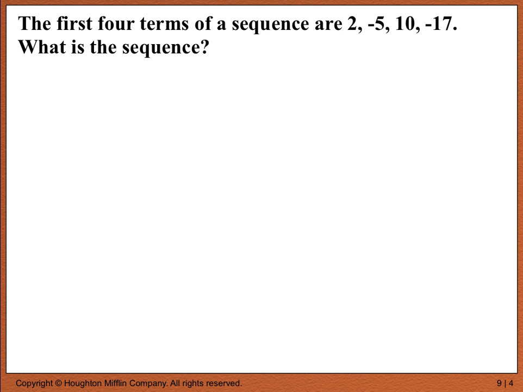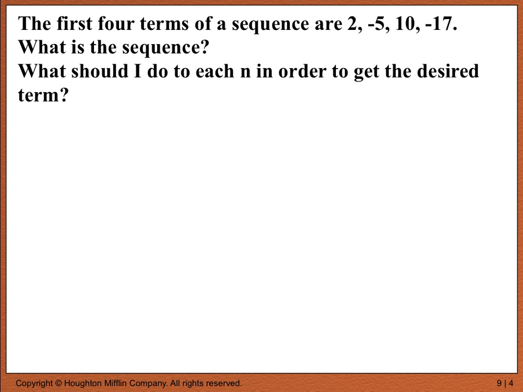Let's look at another example. The first 4 terms of a sequence are 2, negative 5, 10, negative 17. What is the sequence? All right, obviously looking at this, we have something a little more complicated. But again, as always in math, the best thing is to just go step by step. So we're going to ask ourselves the same question. What should I do to each n in order to get the desired term? Still asking myself the same question.